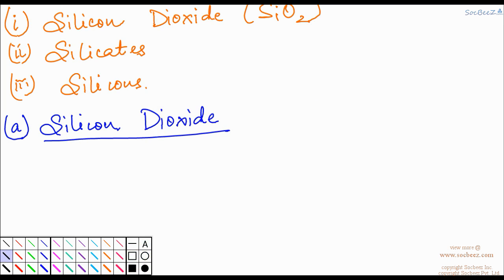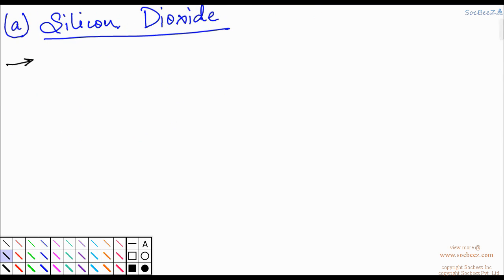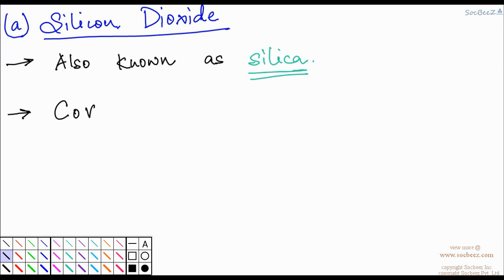The first fact about silicon dioxide is that silicon dioxide is also called silica. It is also known as silica. Silicon dioxide is covalent, and the structure of silicon dioxide is a three-dimensional network.